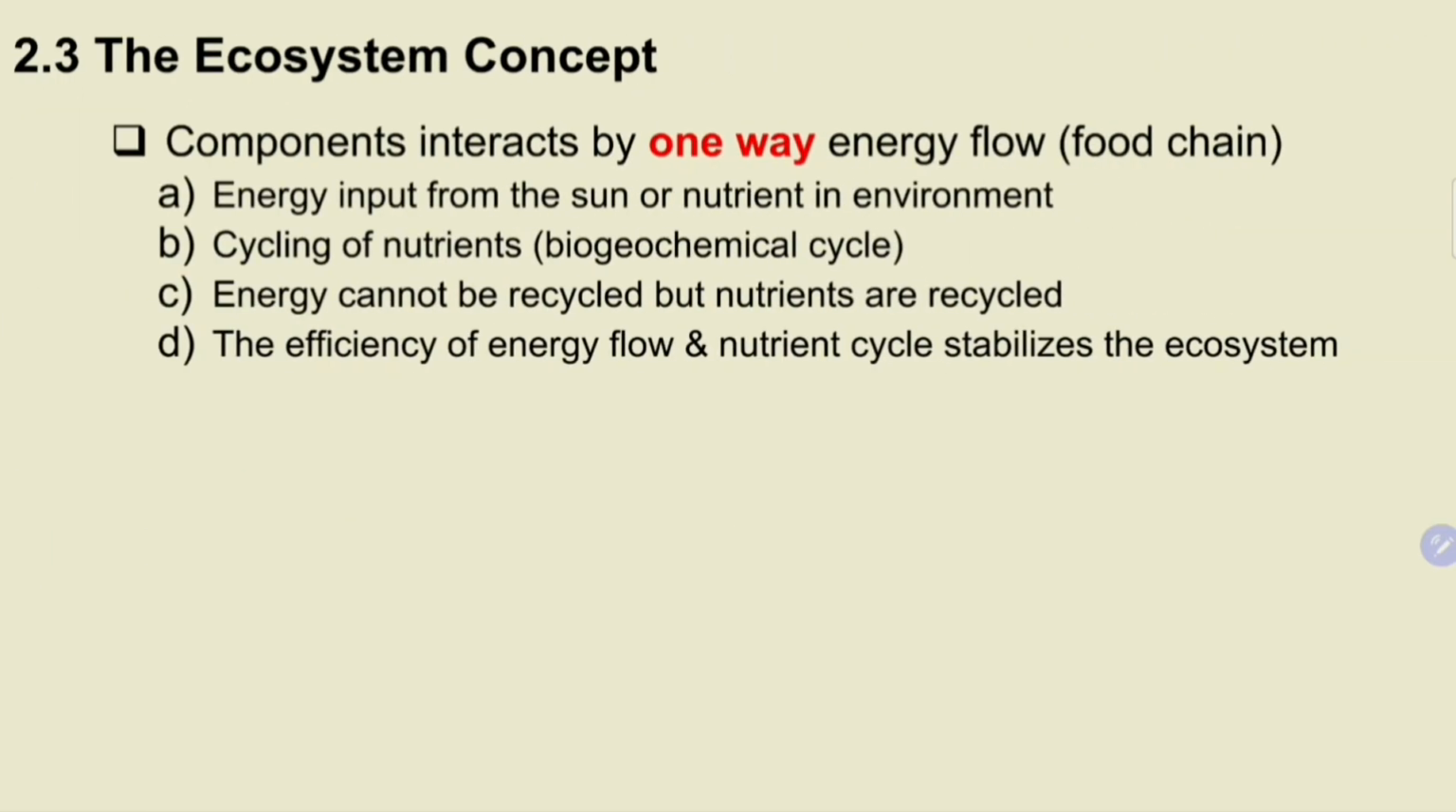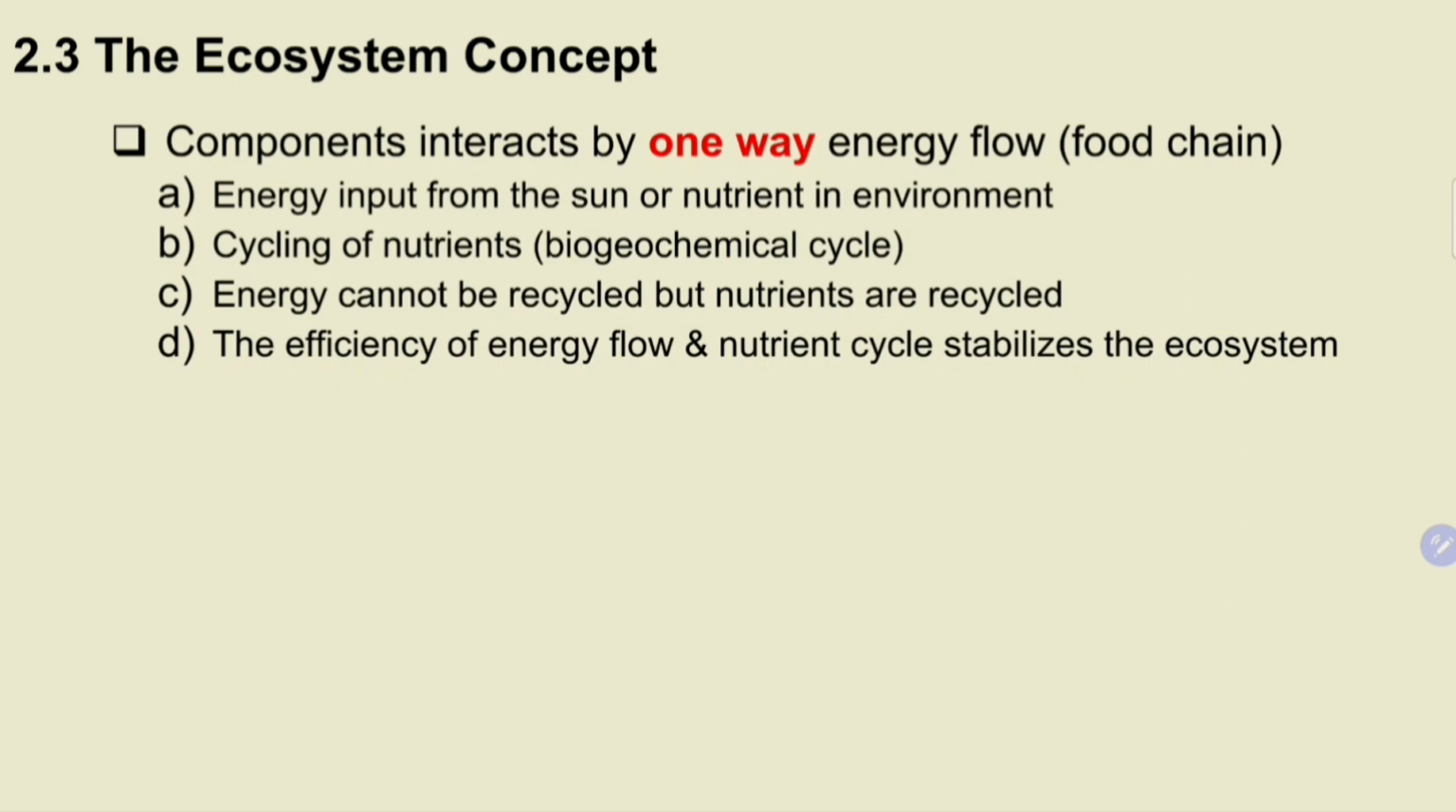The components interact by one-way energy flow yang kita panggil sebagai food chain. The energy input for most ecosystems will come from the sun or from nutrients present in the environment.